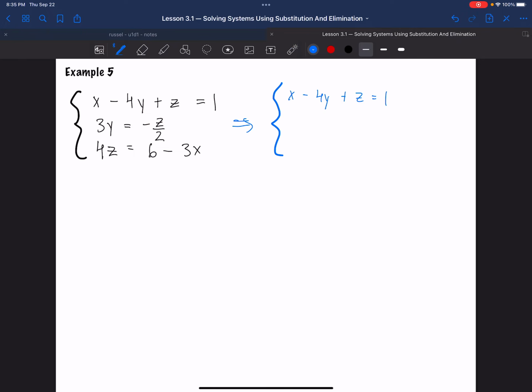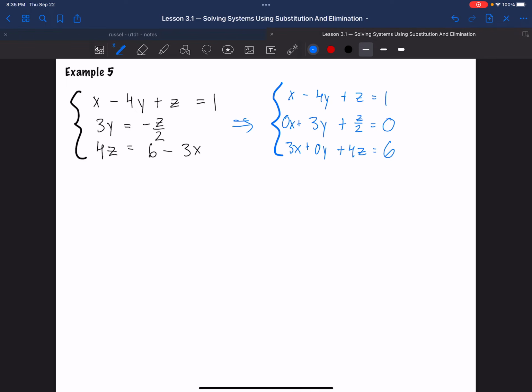Okay, so I'll put my 3y underneath here, and then plus z over 2 equals 0. And then the last one is take that minus 3x and move that over here by adding it. So I've got positive 3x plus 4z equals 6. And there you go. And if you don't like these empty gaps, these empty spaces, you can fill these gaps with 0x and 0y if you'd like.